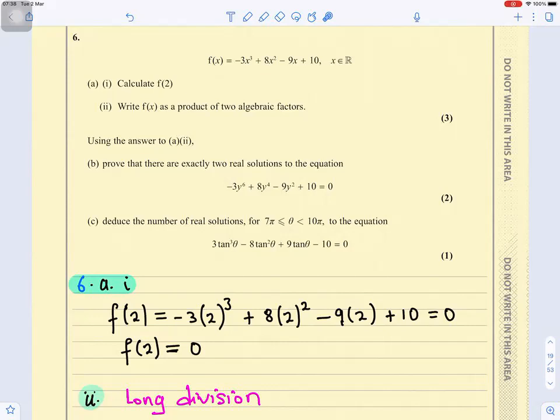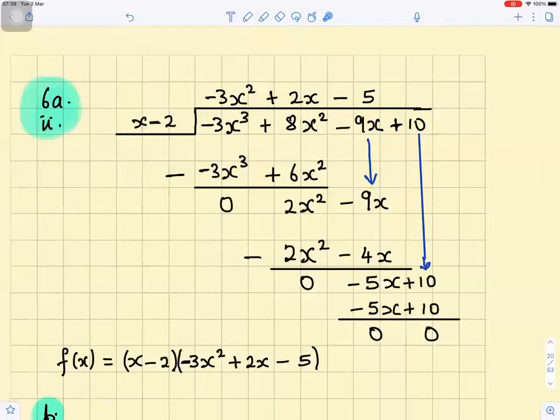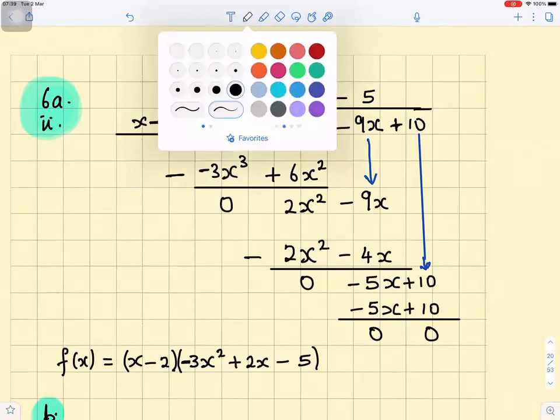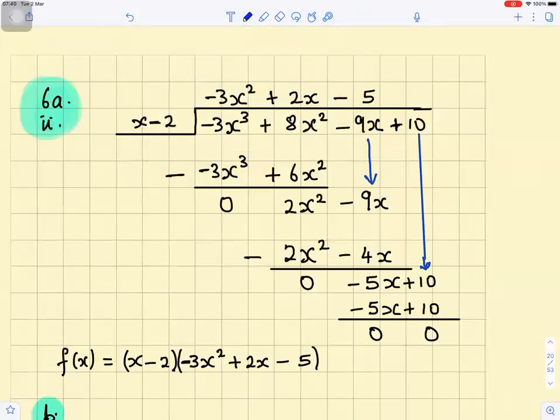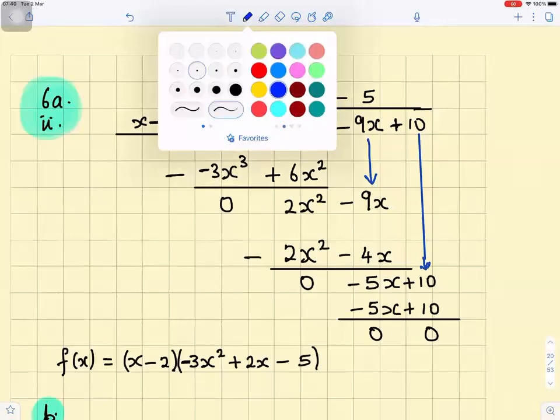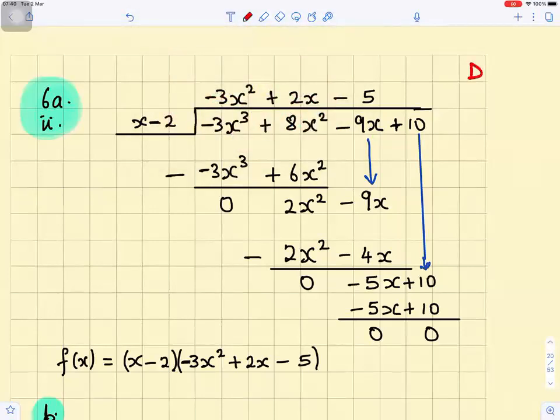So when we do long division, what you do is you divide. I'll show you the way I remember it, it was very important: divide, multiply, subtract, bring down, repeat.